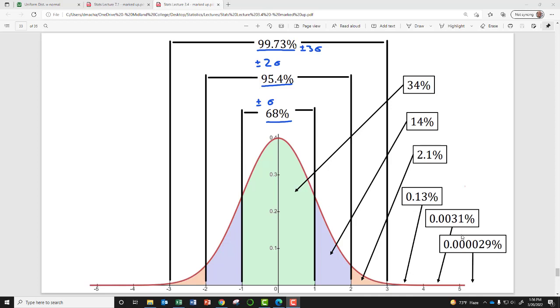There's some very slim probability that it could even fall more than 5 standard deviations outside the mean. But notice that probability, 0.000029, is a very, very slim probability. So it's probably not going to land out here. It's probably going to be more likely to land close to the mean.